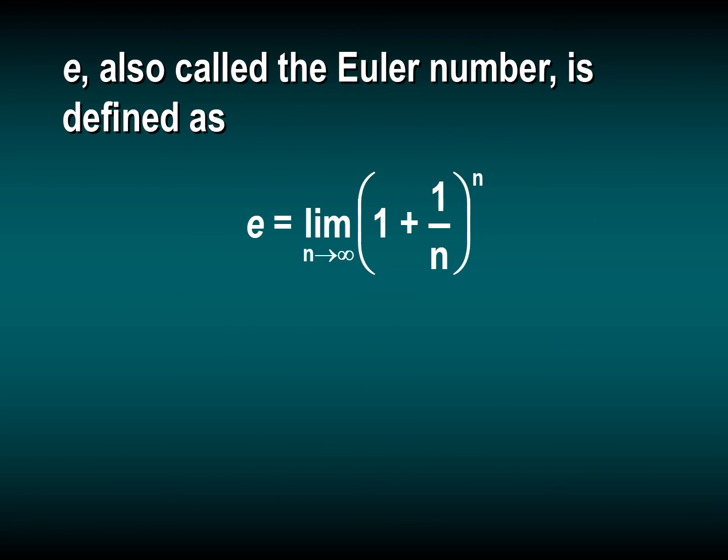So I said this before, e is also called Euler's number, and it can also be represented or defined as a limit as n approaches infinity of 1 plus 1 over n to the nth power.